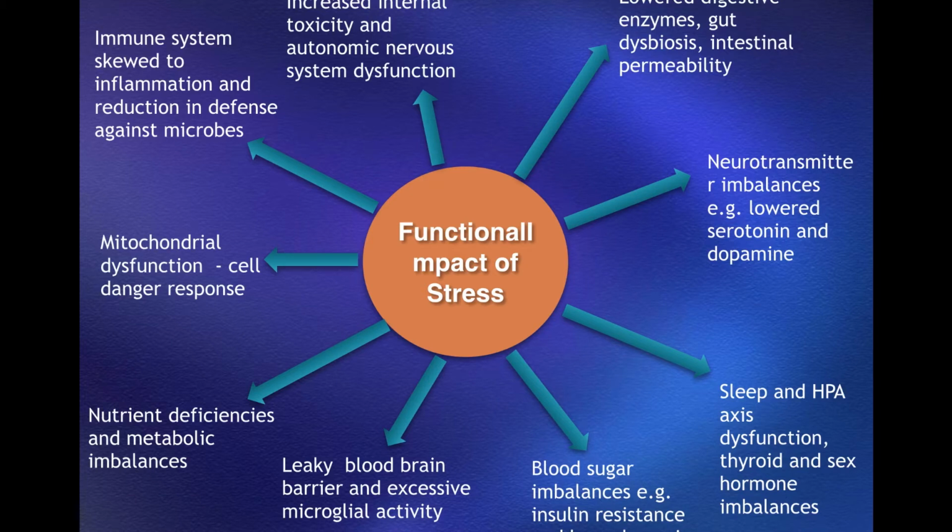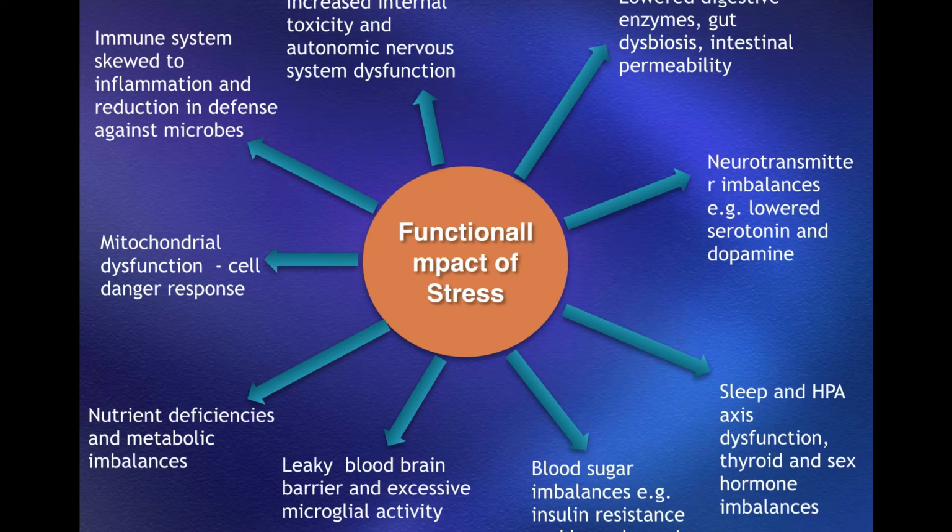If you're in a chronic state of fight or flight, you're going to have lower digestive enzymes, you're going to have gut dysbiosis, you've probably got intestinal permeability. You're going to end up with neurotransmitter imbalances such as lowered serotonin and dopamine. That links with hormone imbalances, female hormone and sex hormone imbalances, progesterone out of balance, estrogen out of balance, that are connected with the neurotransmitters. We talked about this HPA axis dysfunction that can lead on to thyroid and sex hormone imbalances.